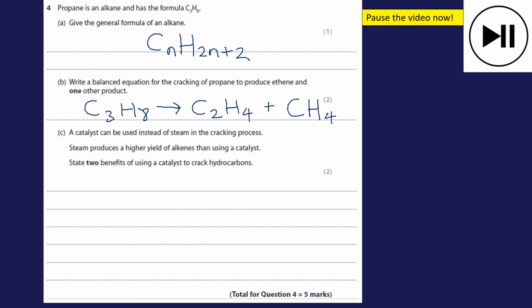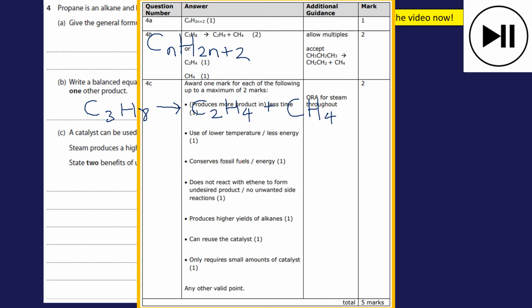I'll show you the list here. Here's the mark scheme. You see here, there's quite a long list. We can use low temperature, I mentioned that. It produces more product in less time, conserves energy, I mentioned that one. Higher yield, you can reuse a catalyst. So there you go, any two valid points there.